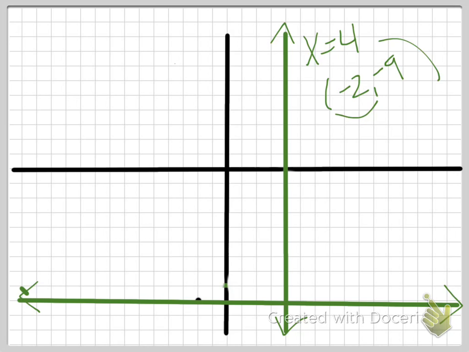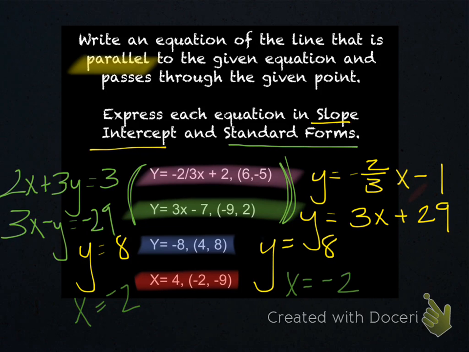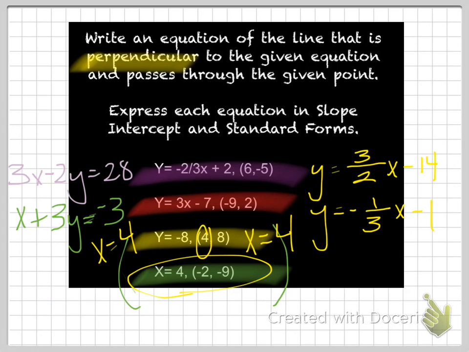All right, it's horizontal, so it's y equals. I am passing through the point -2, -9, which means I'm hitting the y-axis at -9. So my equation is y is equal to -9, which is the y value. Okay, so then my answer is y is equal to negative 9.